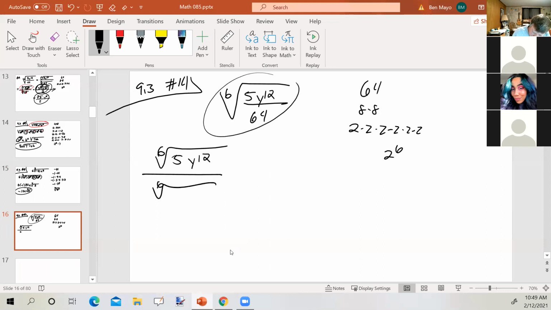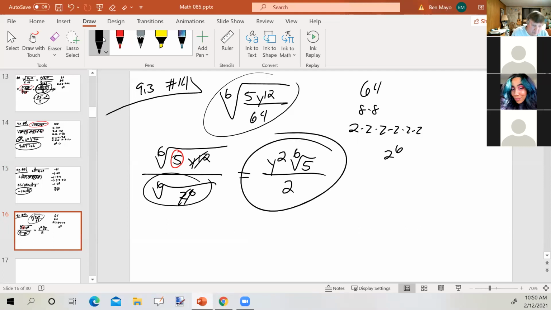and a denominator. In the numerator, I can't do anything with a 5, but what's the 6th root of y to the 12th? That would be y to the second. Okay, and then I've got the 6th root of 5 left over. And down here, what's the 6th root of 2 to the 6th? 2. And there we go.